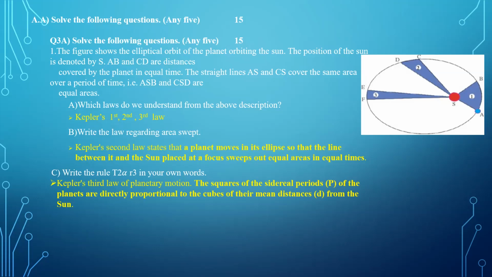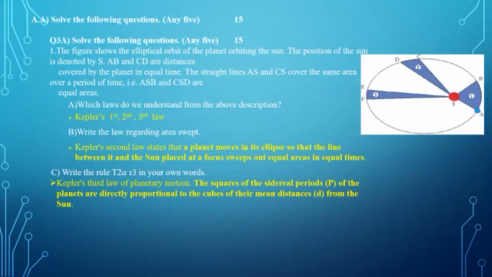3 marks. Okay. Now see, number first: the figure shows the elliptical orbit of a planet orbiting the sun. The position of the sun is denoted by S. AB and CD are the distances covered by the planet in equal time. The straight lines AS and CS cover the same area over a period of time, that is, ASB and CSD are equal areas.